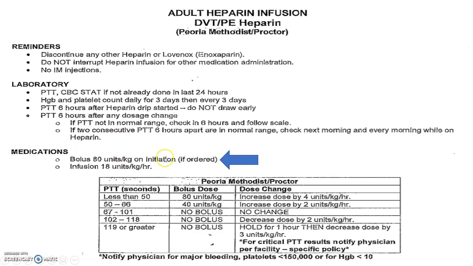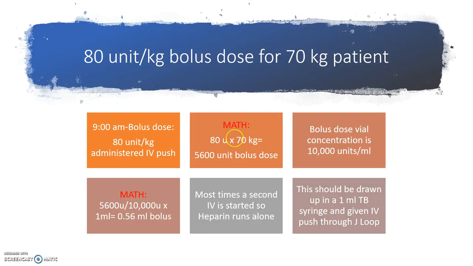All right, so your orders begin here. Your first order of business is to begin the bolus dose, which is 80 units per kilogram on initiation, and this is all going to be given IV push. So we're going to do a calculation for our patient who is 70 kilograms. We're going to say it's 9 a.m. and we've had our patient diagnosed and we're going to initiate the orders. So we have a fresh IV site, and it's got a J loop and it's just ready to go ahead and give an IV push bolus.